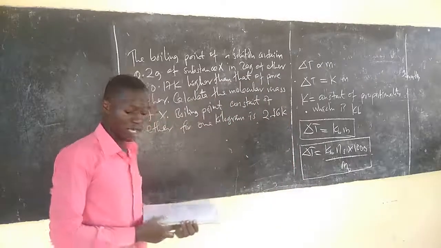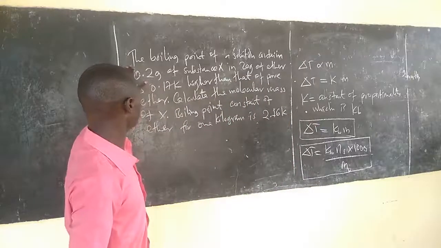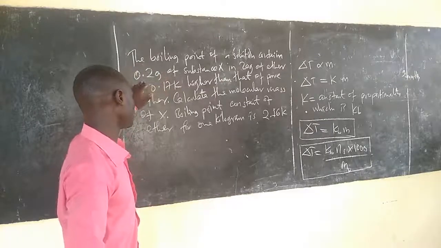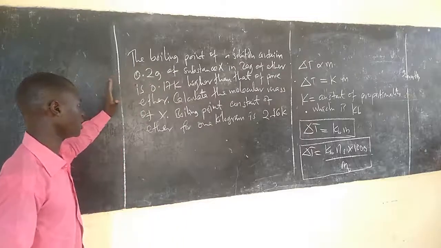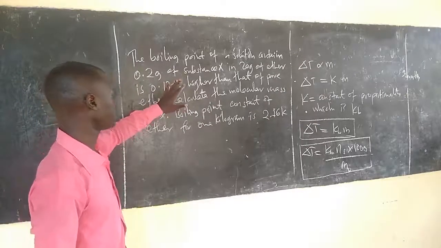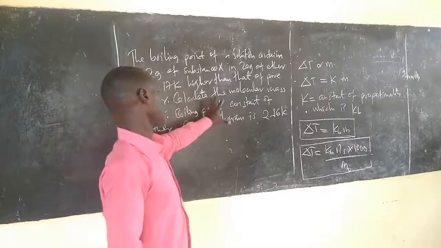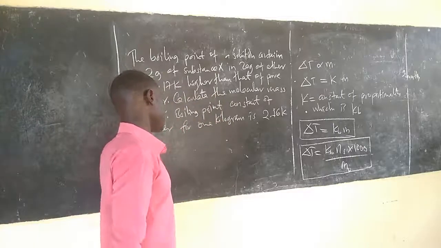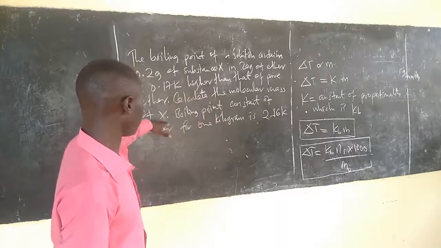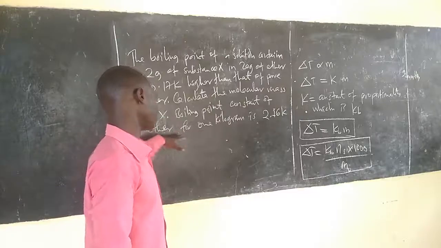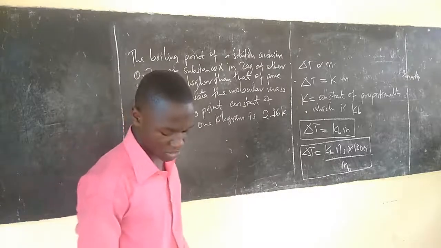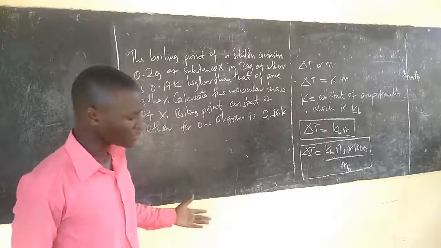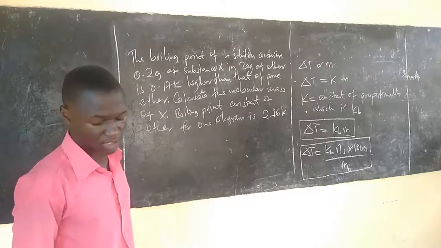In our question, we are told that the boiling point of a solution containing 0.2 grams of substance X in 20 grams of ether is 0.17 Kelvin higher than that of pure ether. Calculate the molecular mass of X if the boiling point constant of ether is 2.16 Kelvin.